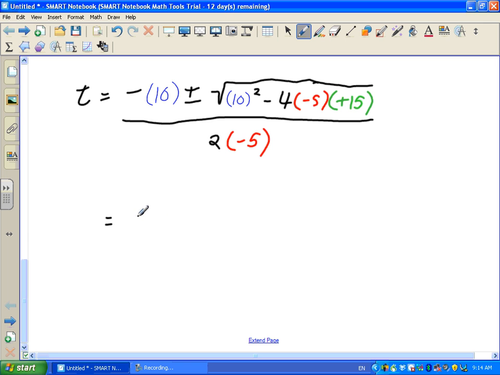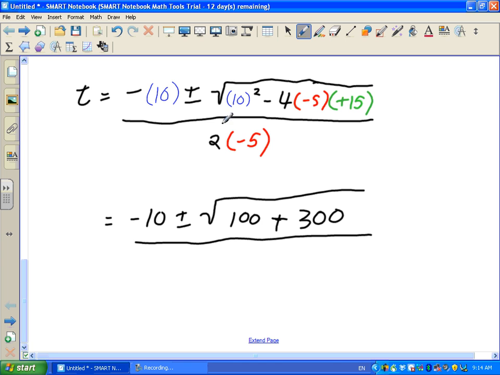For the first instance, we have negative 10 plus or minus. That's hard to do. 10 squared is what? 100. Simple. This says negative 4 times negative 5. Anyone know? Positive 20 times 15? Is it 400? I would assume it's 300. Positive 300. It was good effort. At least you tried. And what is our 2 times negative 5? Negative 10. So we still have our t is equal to this.